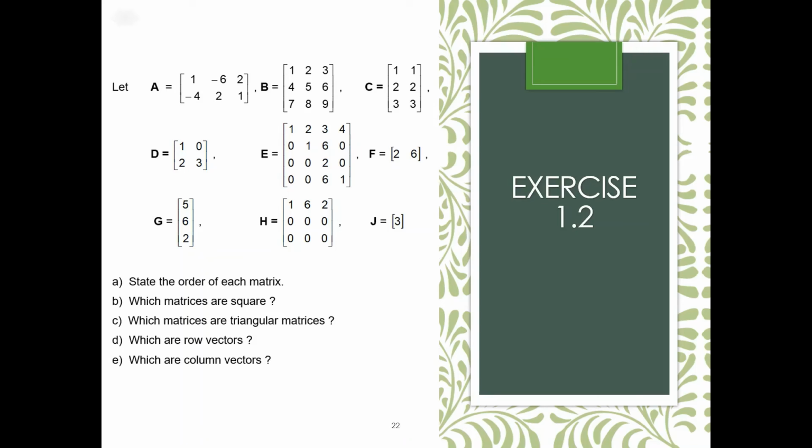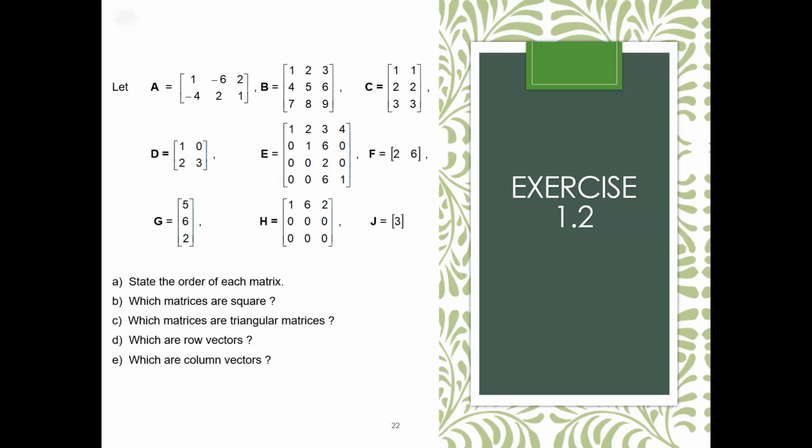Let's check your answer. A. State the order of each matrix. For matrix A, the order is 2 by 3. Matrix B is 3 by 3. Matrix C is 3 by 2. D is 2 by 2. E is 4 by 4. F is 1 by 2. G is 3 by 1. And H is 3 by 3. J is 1 by 1.